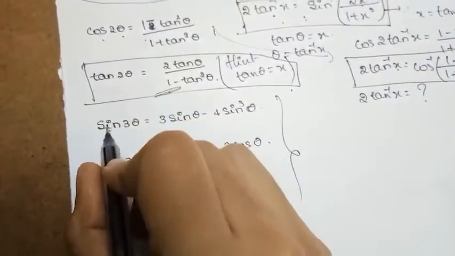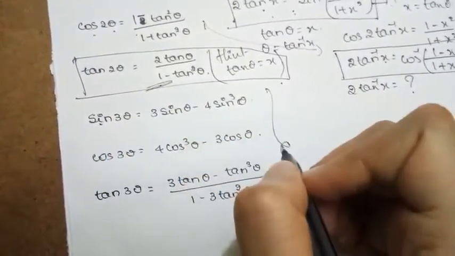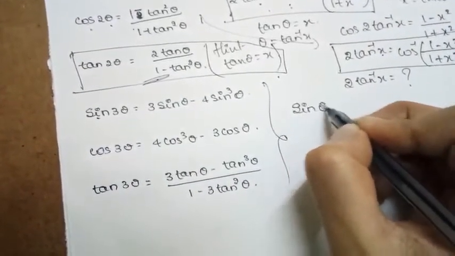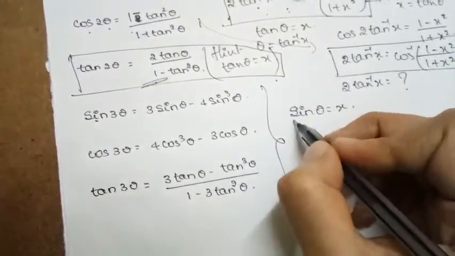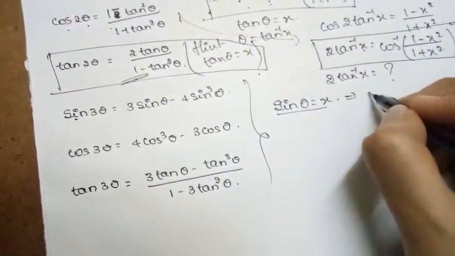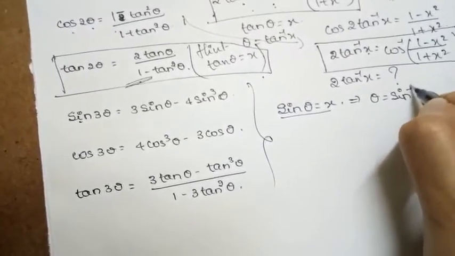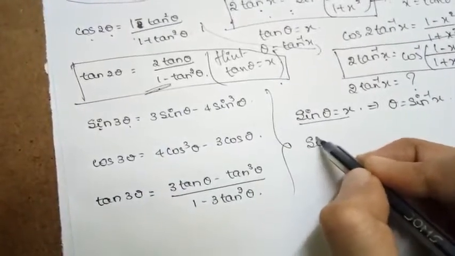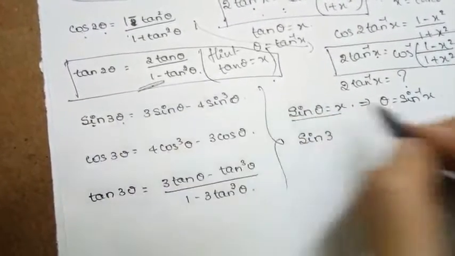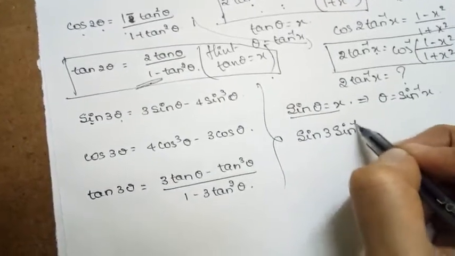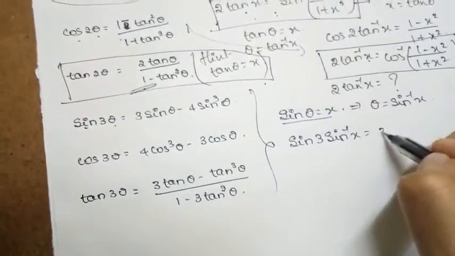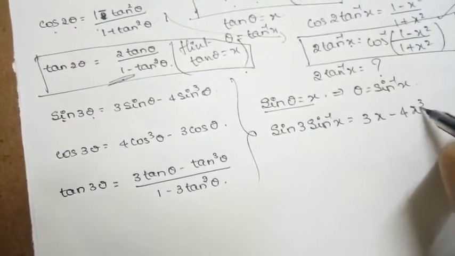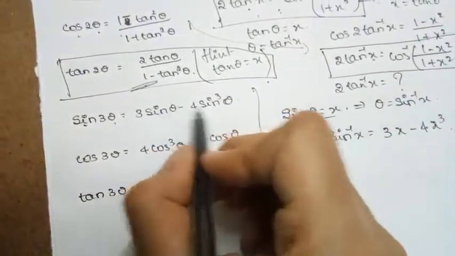Here we have sin 3 theta is equal to 3 sin theta minus 4 sin cube theta. Again I am taking sin theta is equal to x. What does that imply? Theta is equal to sin inverse of x. Now I am substituting that in this identity. What happens to that identity? Sin 3, in place of theta we have sin inverse of x, is equal to 3x minus 4x cube. That is, 3 sin inverse x is equal to 3x minus 4x cube.